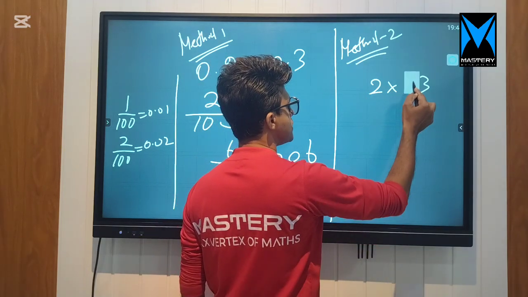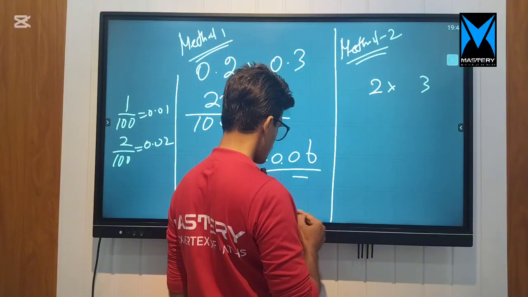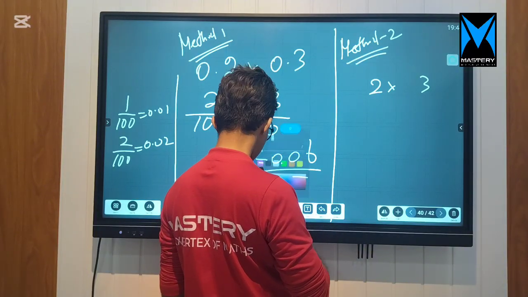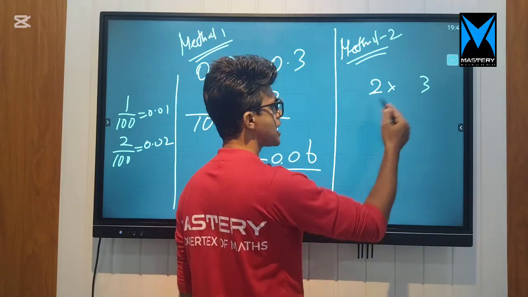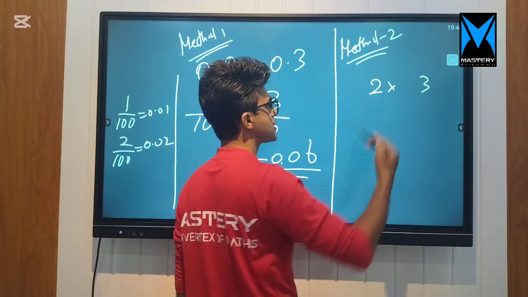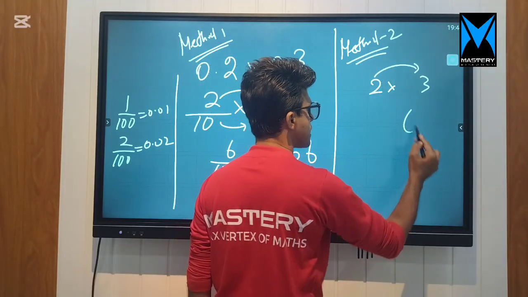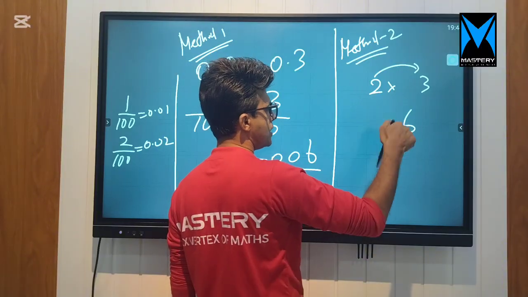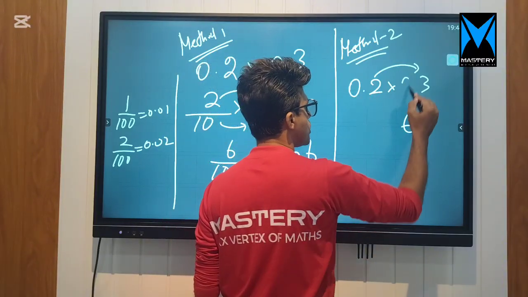Just forget for a while the decimal point and imagine this one. Now you could see 2 and 3. We shouldn't consider the decimal points, so I will remove them. Then 2 times 3 is 6. But this is not the answer. Then here 0.2, 0.3.